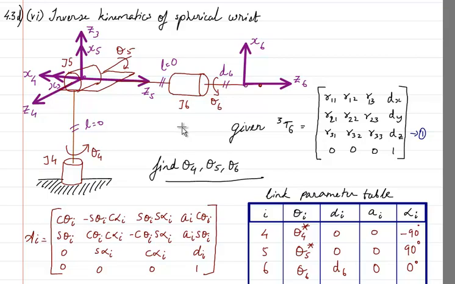The wrist is always attached at the end of an arm. The arm will have three joints and the wrist will have three joints. These are the three joints. That's why it is written as J4, J5, J6 with joint variables theta 4, theta 5, theta 6. Based on that, the 3T6, suppose it is given like this, which I have written as equation 1, then our task is to find theta 4, theta 5, theta 6 based on this knowledge.